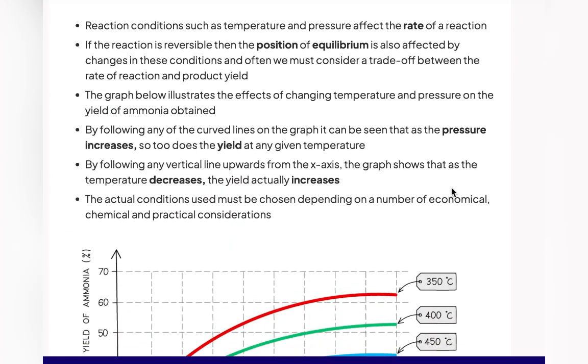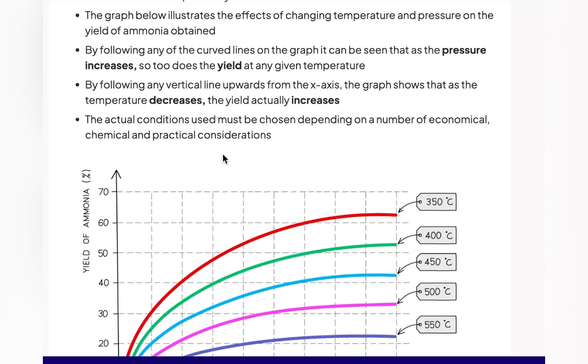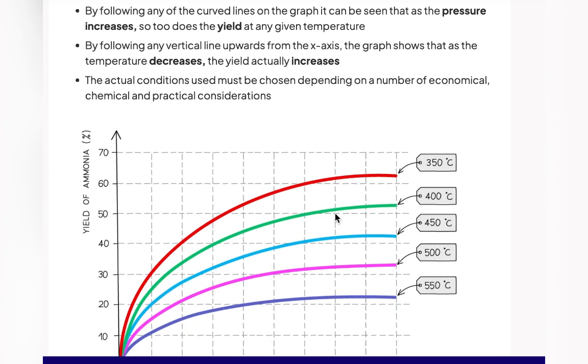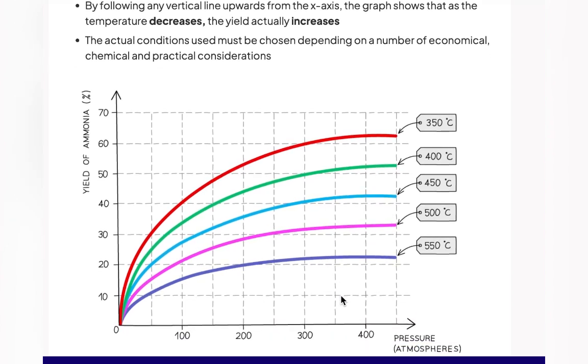Now we're going to look at the graph. The graph illustrates the effect of changing the temperature and pressure on the yield of ammonia obtained. Following the curved lines, you have the topmost one red, then green, blue, purple, pink, and so on. So you can see the colors we have. Purple is the very high temperature. So at high temperature, the yield is not high, you see.